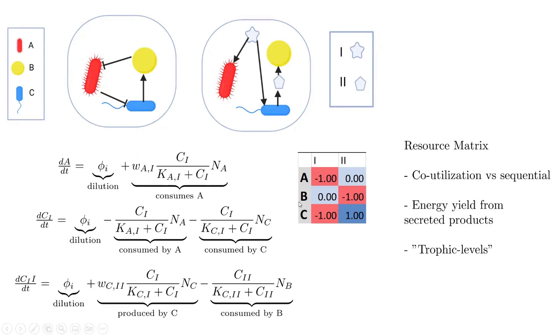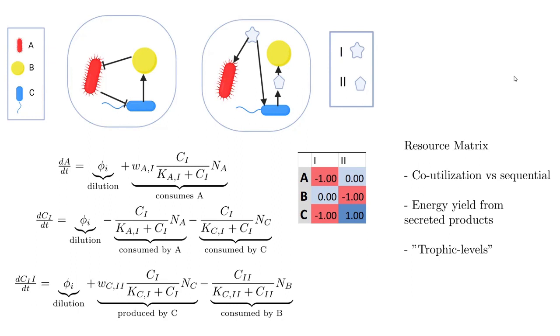But here, of course, you can have consumption and production of substrates. You can add a dilution term, so you can emulate the chemostat, and you get now this resource matrix. And this resource matrix can drive the system to very different dynamics. So you can either say that species co-utilize resources, for example, or they utilize resources sequentially. Then you would have to introduce functions of sequential utilization, so they use one resource at a time.